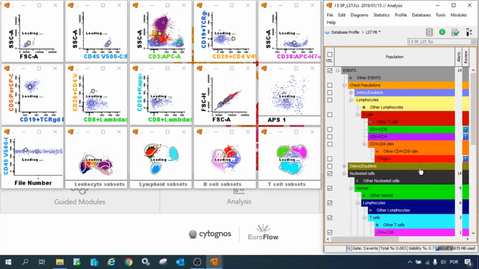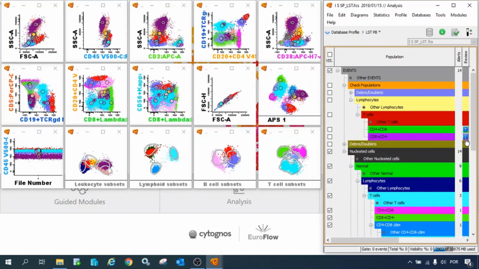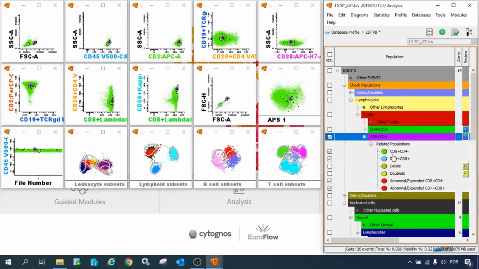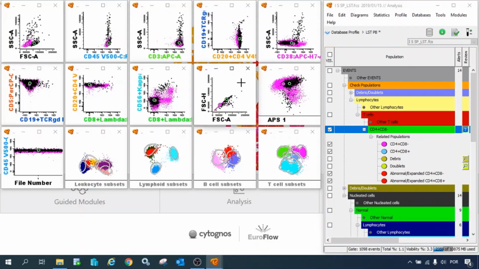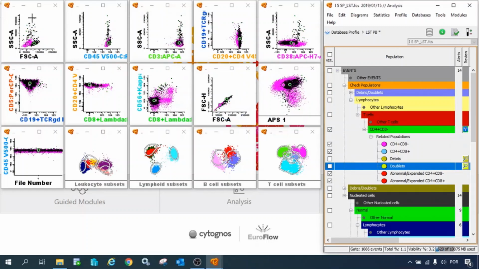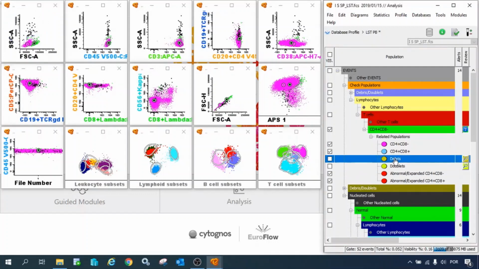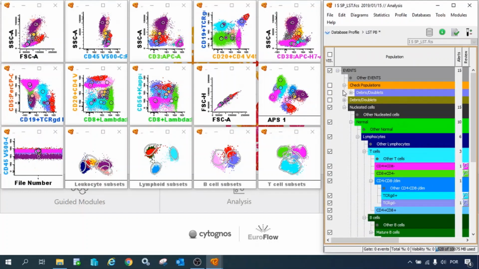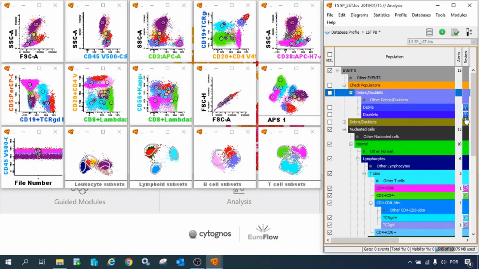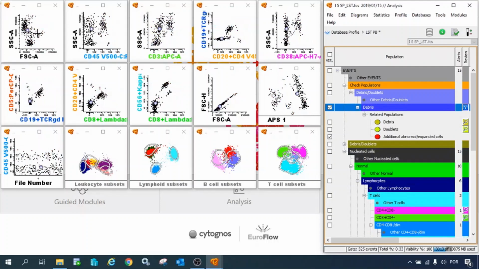Very few dots. Here it's the same. The same. And here again we have doublets and we have debris. We'll take away the debris and we accept the cells. And finally, doublets and all these debris.